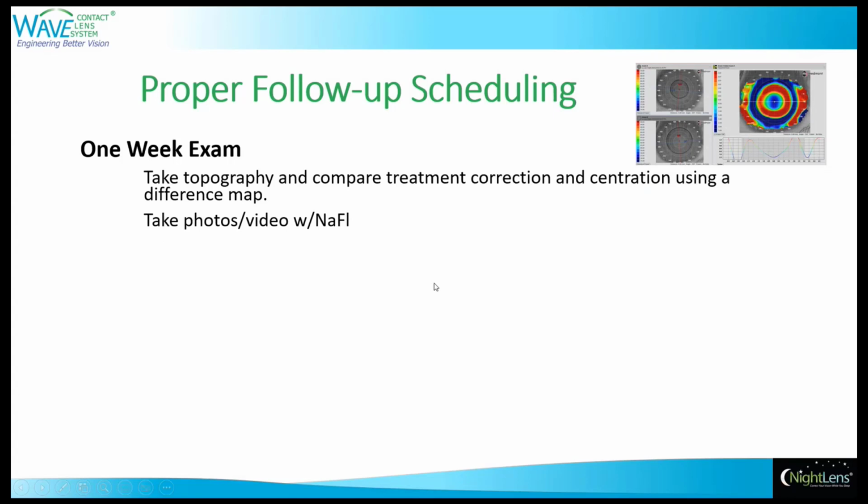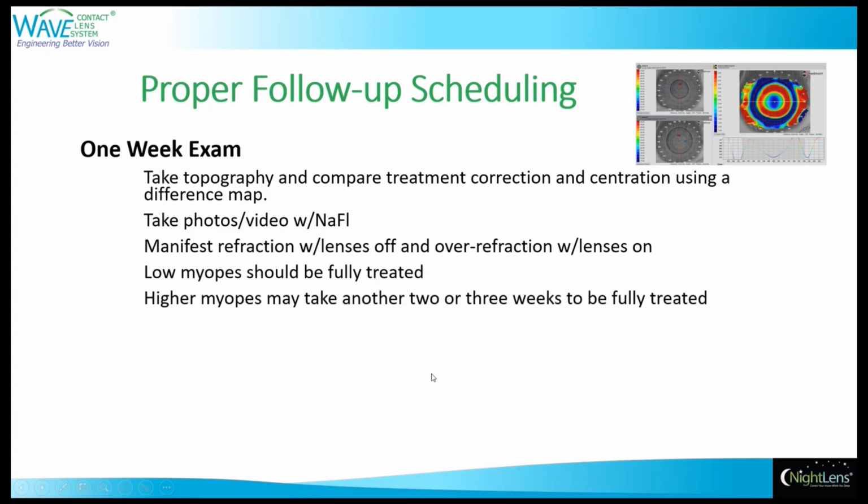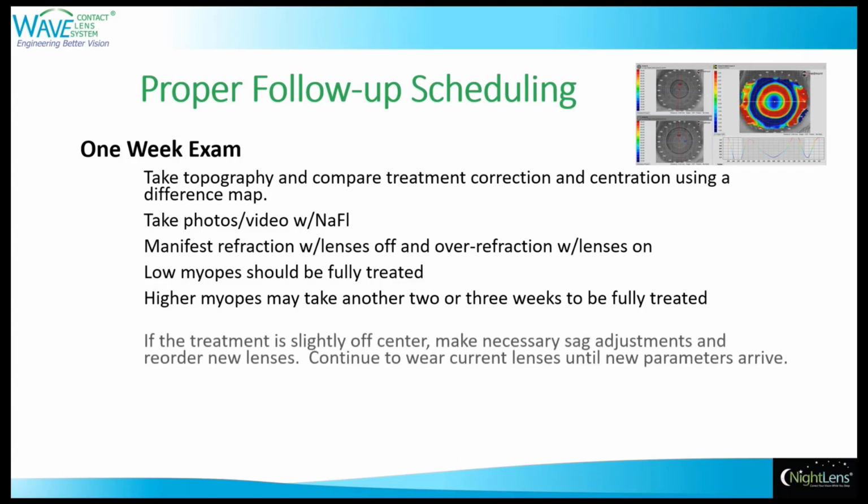Again, taking and documenting photos and video with fluorescein, do a manifest refraction with the lenses off and over refraction with the lenses on. Now, at the 1 week point, low myopes should be fully treated. Higher myopes may take another 2 or 3 weeks to complete their treatment so that the vision stays for the majority of their waking hours.